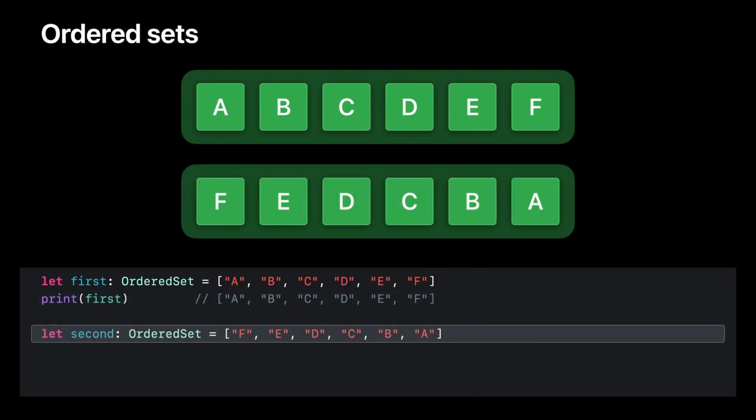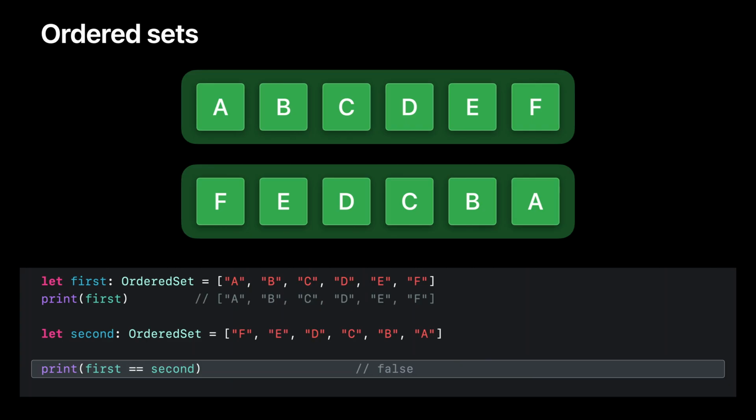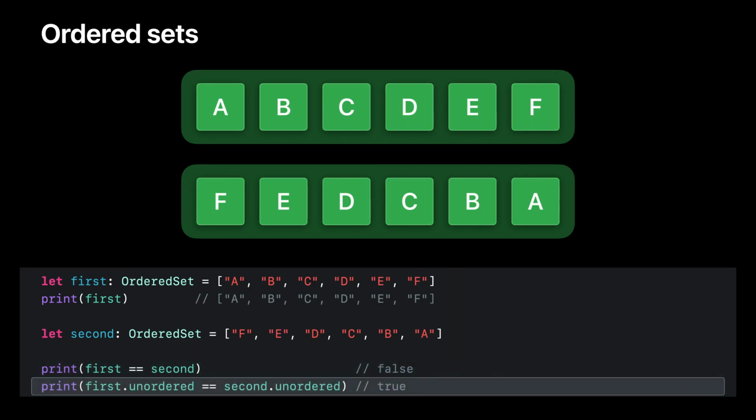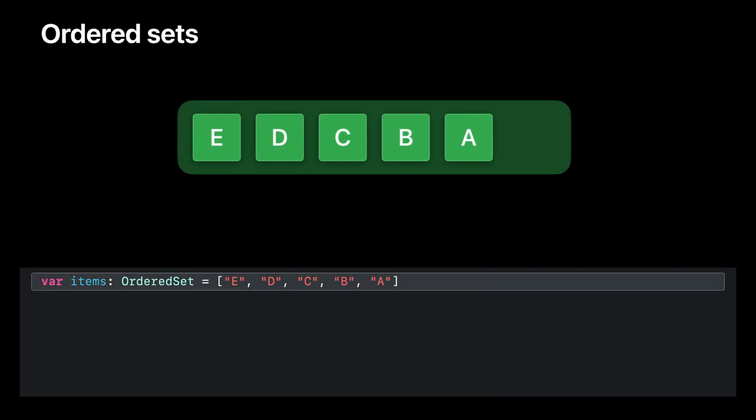Two ordered sets compare equal if they contain not just the same members, but they must also be in the same order. If we just need to know if two ordered sets contain the same elements in any order, then we can compare them through the special unordered view. This lightweight view ignores element ordering, so it provides a more conventional set-like interface. By default, though, ordered sets resemble how arrays work.